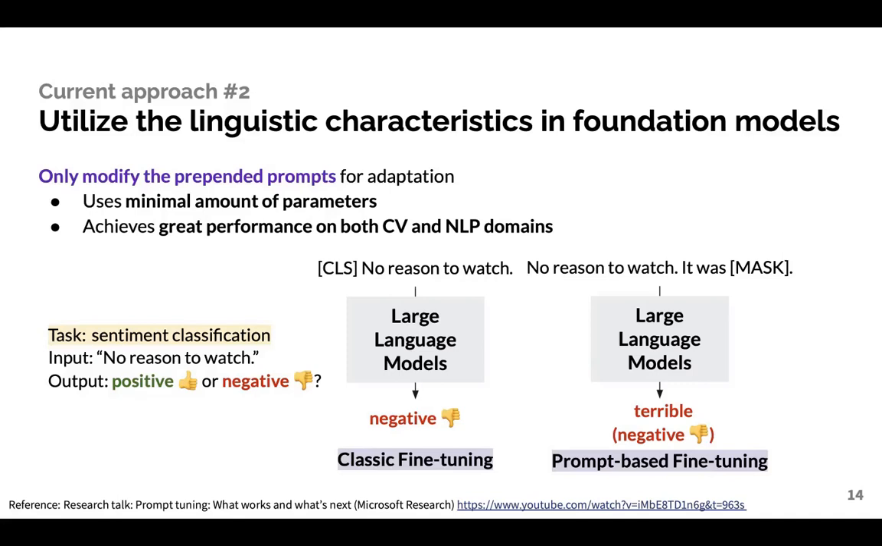For example, for a sentiment classification task where an input is "no reason to watch," and the task is to predict whether the given input is positive or negative in sentiment, the modified input would be "blank, no reason to watch." The model would fill in the blank with the vocabulary with highest probability, and mapping that vocabulary to a specific sentiment, say negative or terrible, we can get the wanted output. What this new approach does is change the given template of the input task as such: "No reason to watch. It was blank."